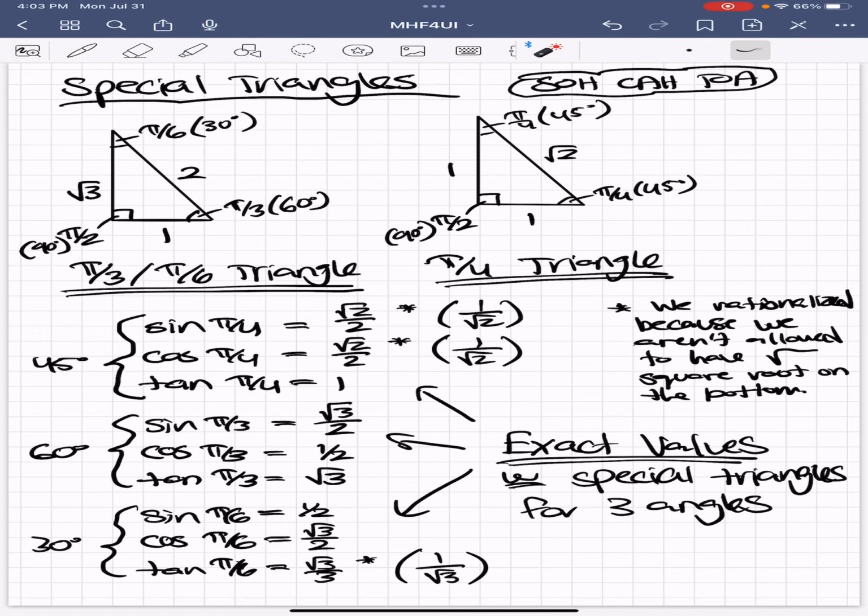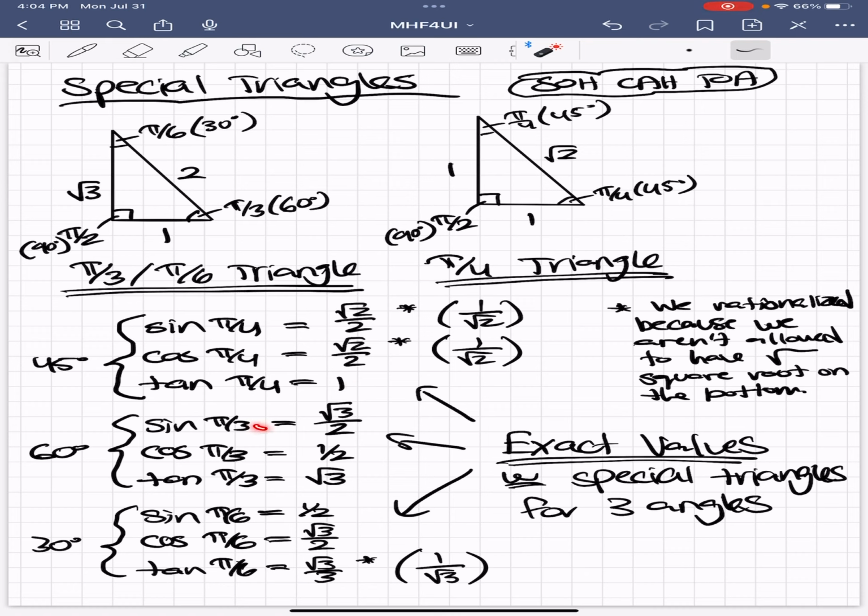If you're going to use SOHCAHTOA for pi over 4, it's going to be opposite and hypotenuse. So that's how we get the 1 over root 2. And we rationalize, so that's how we got root 2 over 2. For cos pi over 4, it's root 2 over 2. For tan pi over 4, it's just 1.